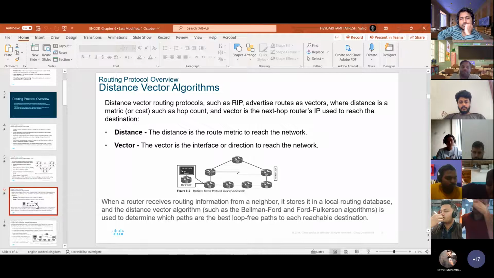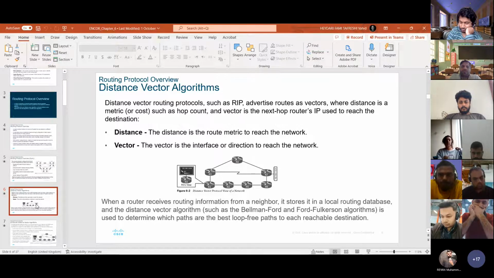So if I ask you in the exam, what is the one criterion that is common between all these different routing protocols and different routing algorithms in terms of path calculation or path selection? All of them make sure that you are avoiding loops.